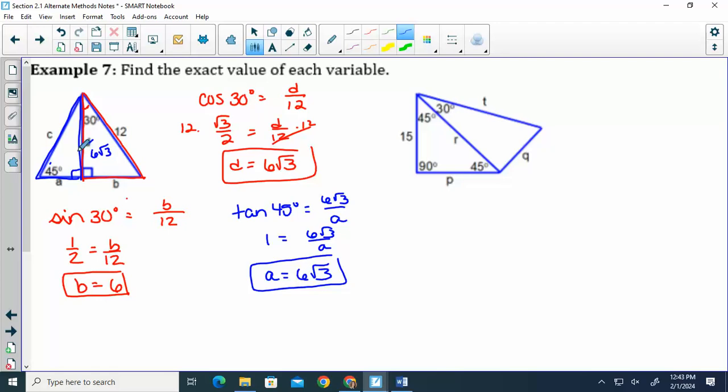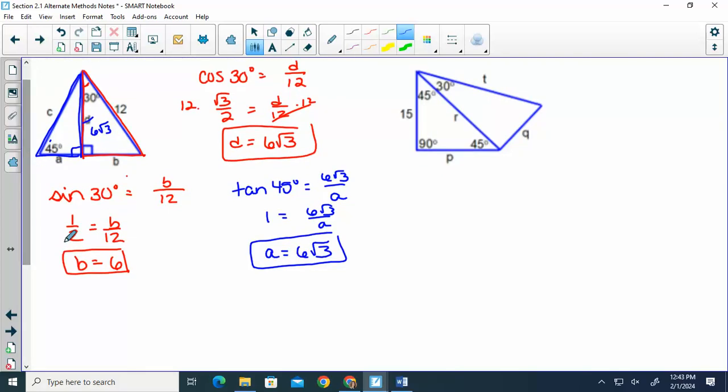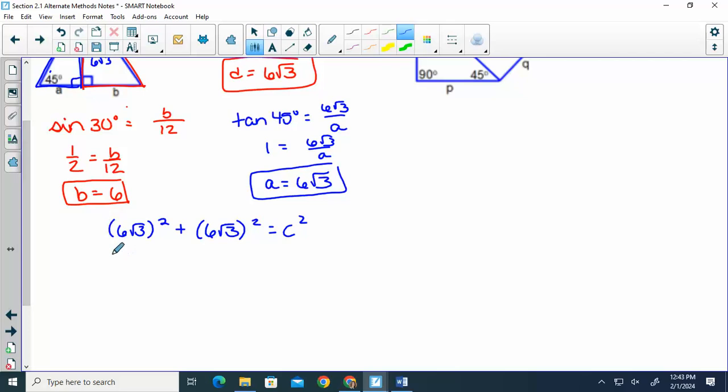Isn't that like a postulate? Yeah. So once you have two sides, you could do Pythagorean theorem to get the third, or we could do another trig function. Which way do you guys want me to do it? Pythagorean theorem. So it would be A, 6 radical 3 squared plus 6 radical 3 squared equals C squared. Okay, to square this, 6 squared is 36. The square root of 3 squared is 3. So we have 36 times 3, which is? Oh wait.